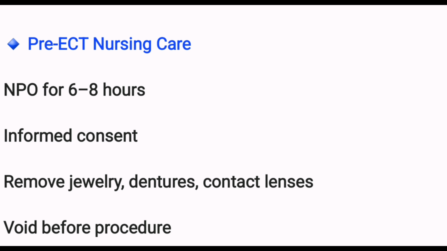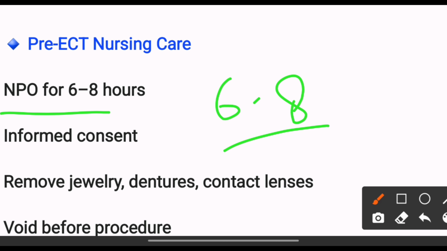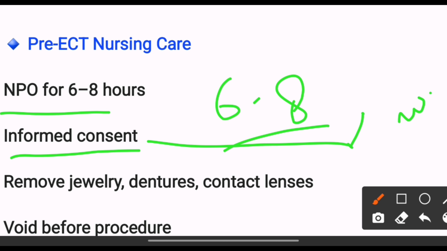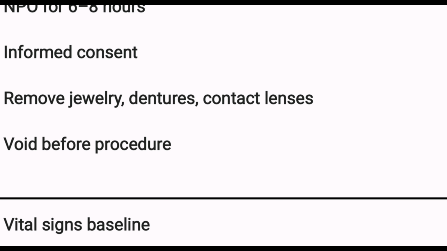What is the pre-ECT nursing care? Pre-ECT nursing care is NPO, nothing per oral, for 6 to 8 hours before the ECT. We have to get the informed consent signed. The junior doctor will explain the procedure to the patient, and we, as nurses, have to witness the informed consent. Remove the jewelry, dentures, contact lenses, and void before the procedure.